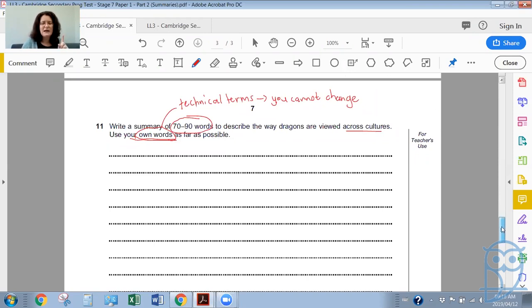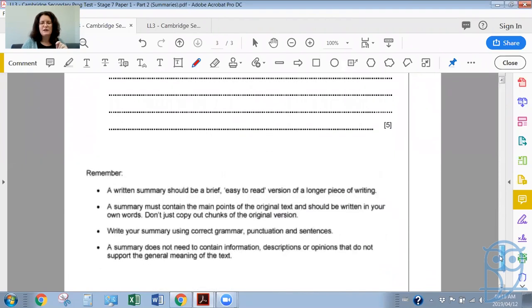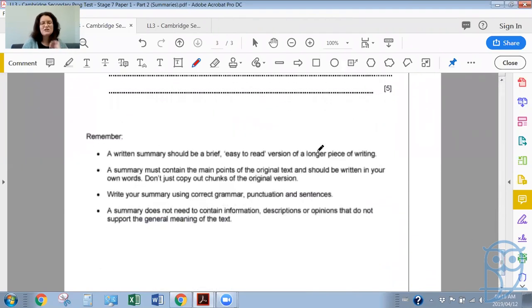Now, I just wanted to point out a few ideas to you about summarization. So remember, a written summary should be a brief, so it has to be shorter than the original, and because you're given a word limit, it will be. Should be a brief, easy to read. Okay, so keep ideas short and sharp kind of a thing. Easy to read version of a longer piece of writing.